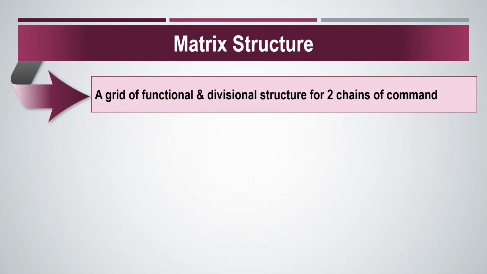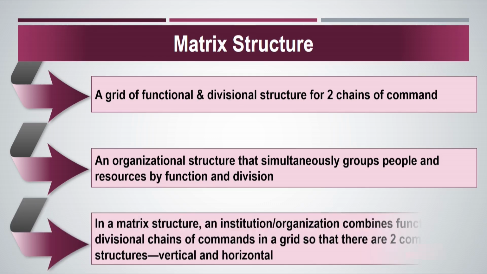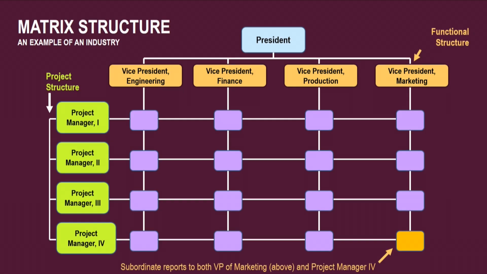Under this, a grid of functional and divisional structure for 2 chains of command is prepared. It is an organizational structure that simultaneously groups people and resources by function and division. In a matrix structure, an institution combines functional and divisional chains of command in a grid so that there are 2 command structures, vertical and horizontal. This is the matrix structure of an industry.